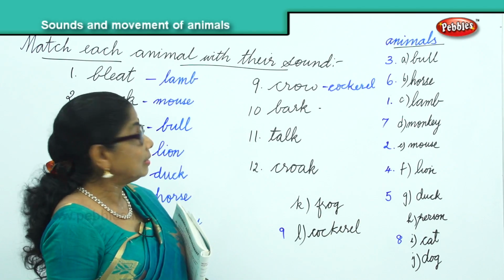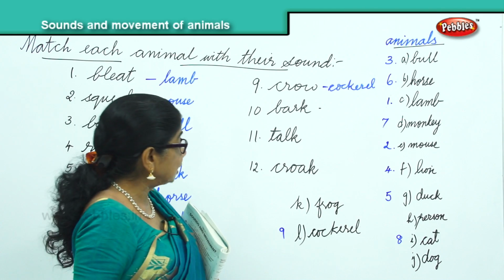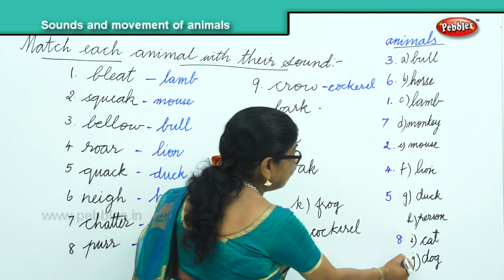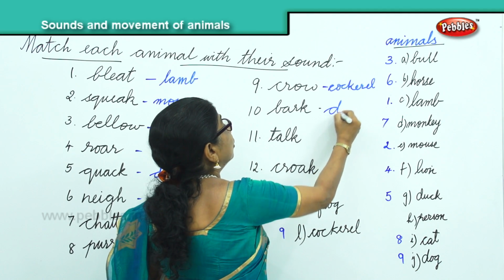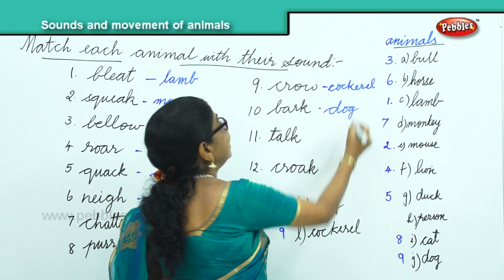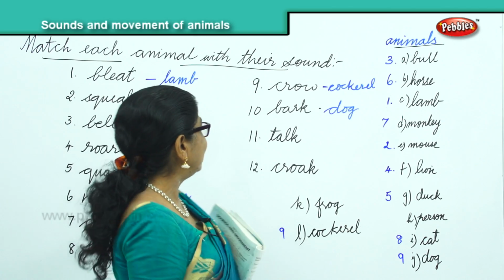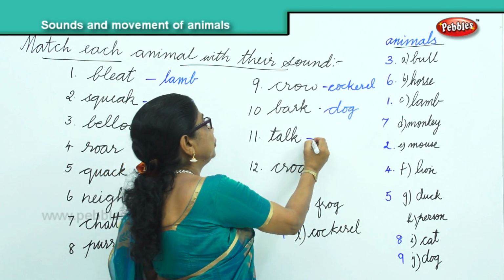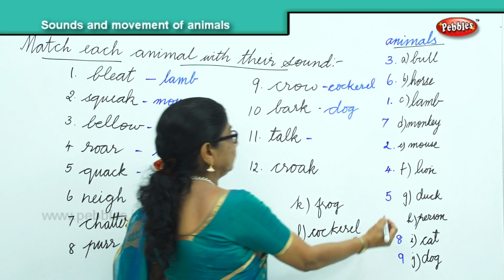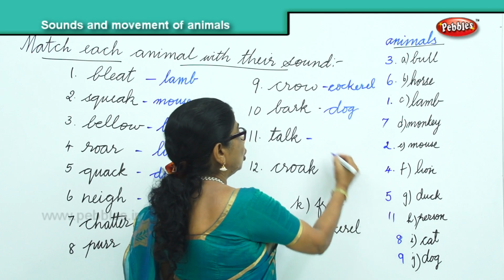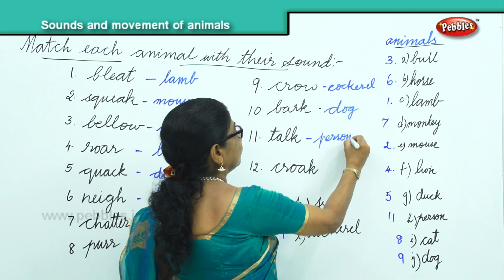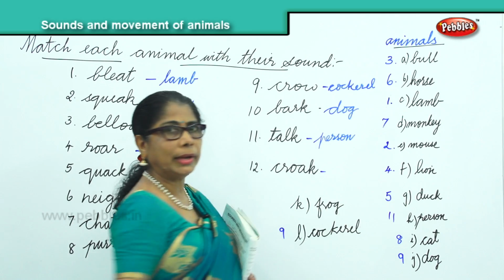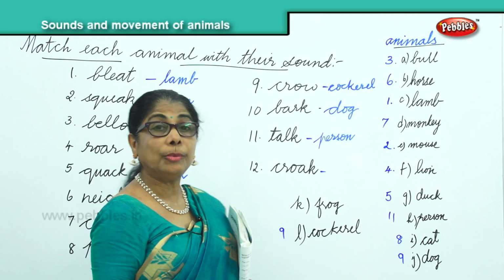And then we have someone barking all the time. Who is that? A dog barks all the time. Who barks? A dog. What does the cockerel say? Caw. And who talks all the time? You talk. A person. A person talks all the time. What is talking? Talking is communicating.